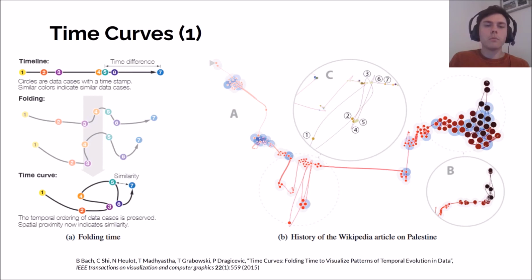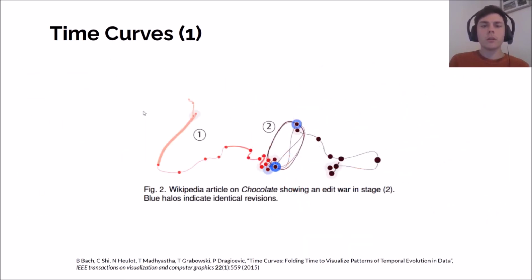You simply have a temporal record of the states. And then just by defining a similarity metric on these states, for example an edit distance, you can fold the linear timeline into a time curve and you can show pretty cool things. Here, for example, you can see the edit history of the Wikipedia article on chocolate visualized as a time curve.